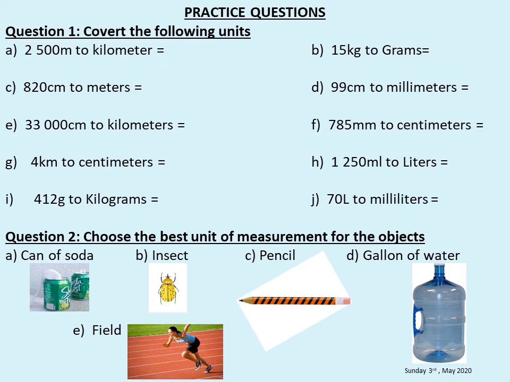Now to answer question 2, you have to choose the best unit for each of the objects. All right? At this point, don't draw. Just write question 2. A, can of soda equal to, then you write the answer. B, insect equal to, you write the answer. C, pencil equal to. Now what I want you to do here is just write the units you will use to measure. Are you going to measure pencil with kilometer, or you will measure pencil with grams? Whatever you're supposed to measure with from what I have taught you, then you write the answer.